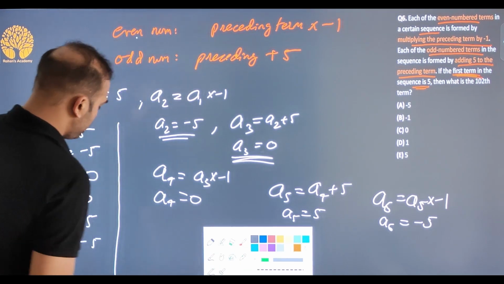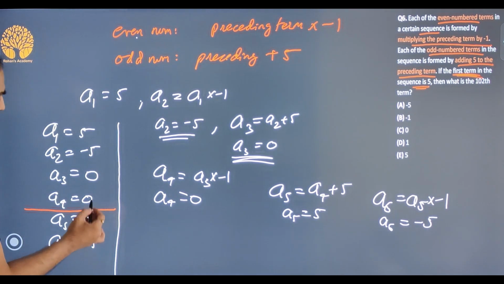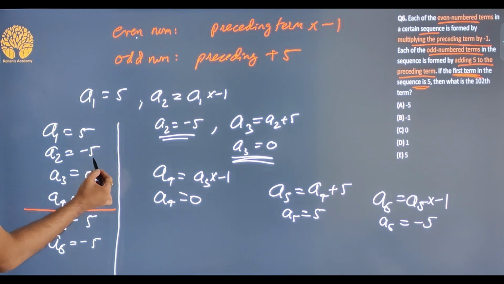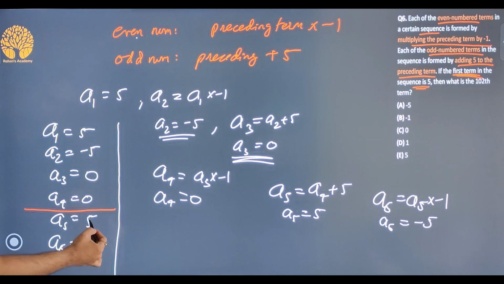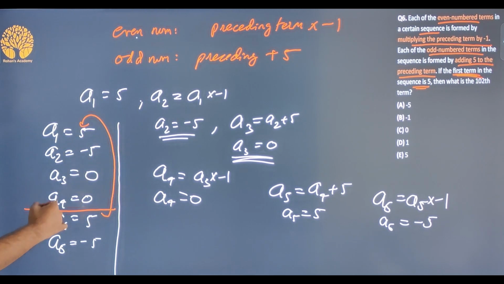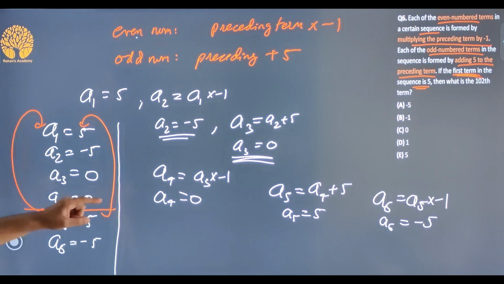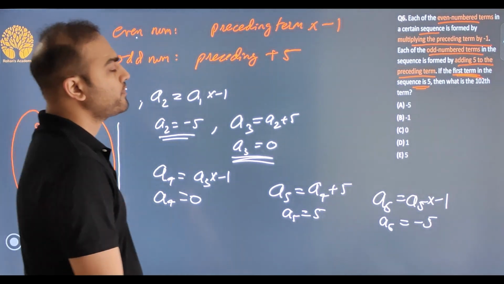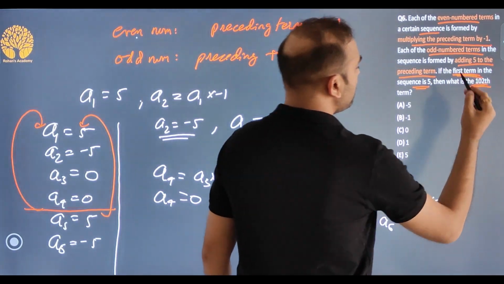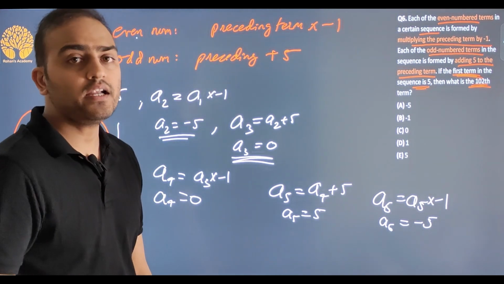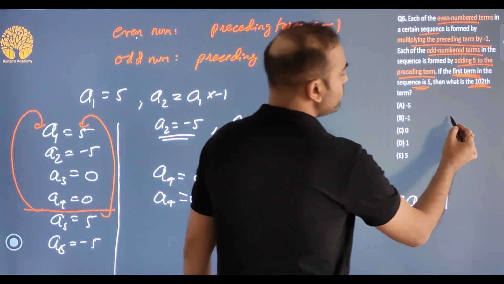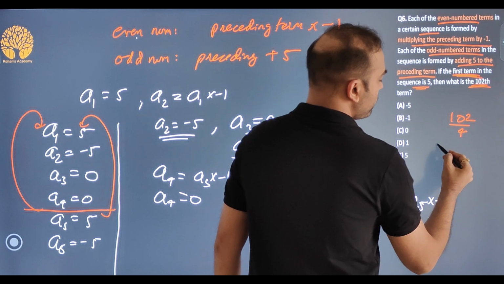Now if you see here, first term is 5, then minus 5, then 0, then 0. Again you see 5, minus 5 has started to repeat. That means the values repeat after 4 values, right? Now what do I want? I want the 102nd term. So again, I divide 102 by 4.